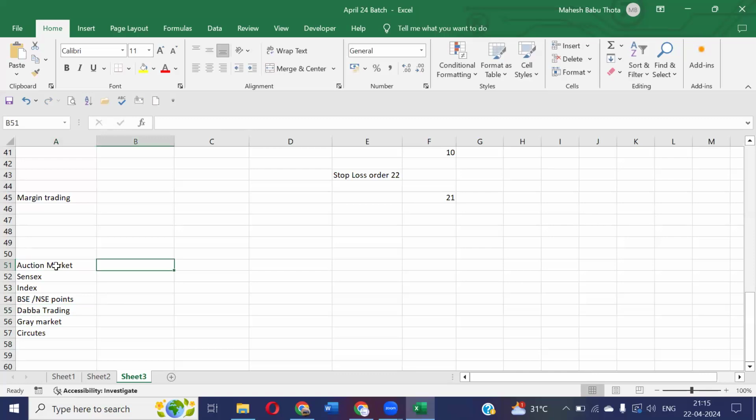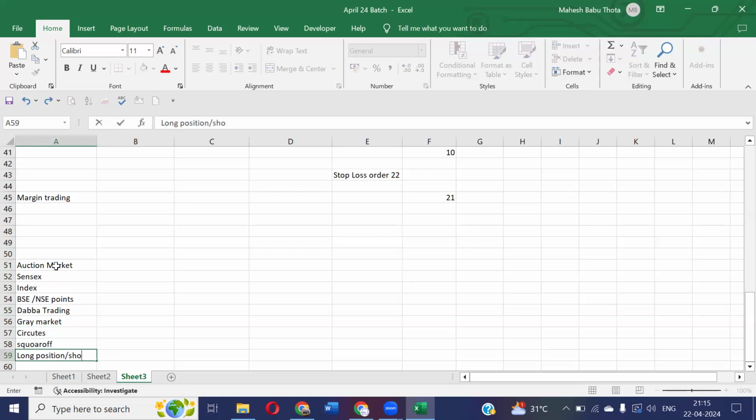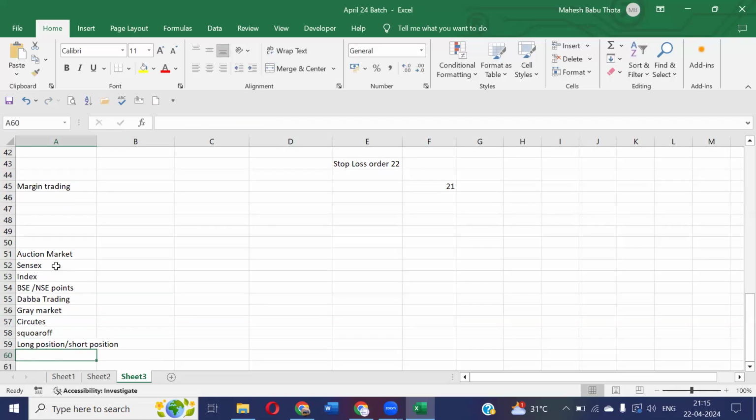Anything else? No, stock split is a corporate action. Square off, long position, short position. So we'll cover all these points in tomorrow's class so that we can close the secondary market by tomorrow. Then we will start with the bond market and capital market activities or investment activities. Okay, tomorrow we can wind up this secondary market.